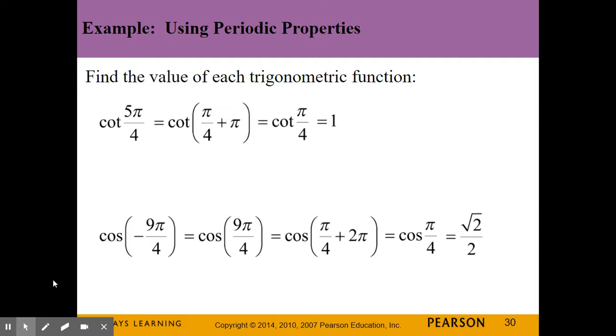Cosine of negative 9 pi over 4. Remember that cosine is an even function, so that's the same thing as cosine of 9 pi over 4. Translating it to a positive is easier to think about. Cosine of pi over 4 plus 2 pi is the same thing as 9 pi over 4. So we're just going back to the original pi over 4 spot on the graph. Cosine of pi over 4 is root 2 over 2. So that means cosine of negative 9 pi over 4 is also root 2 over 2.